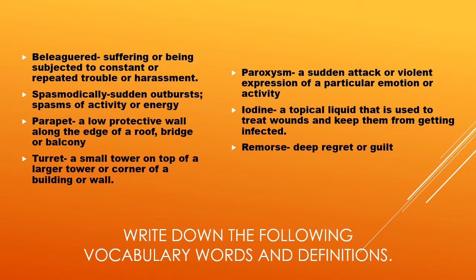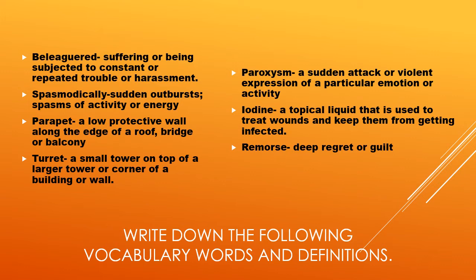Beleaguered. The second word is spasmodically. That is sudden outbursts or sudden spasms of activity or energy. Parapet. A parapet is a low protective wall along the edge of a roof or bridge or balcony. Next, we have a turret. A turret is a small tower on top of a larger tower or a corner of a building or a wall. You probably have seen turrets in movies, or if you've seen castles, they have turrets on top of them.